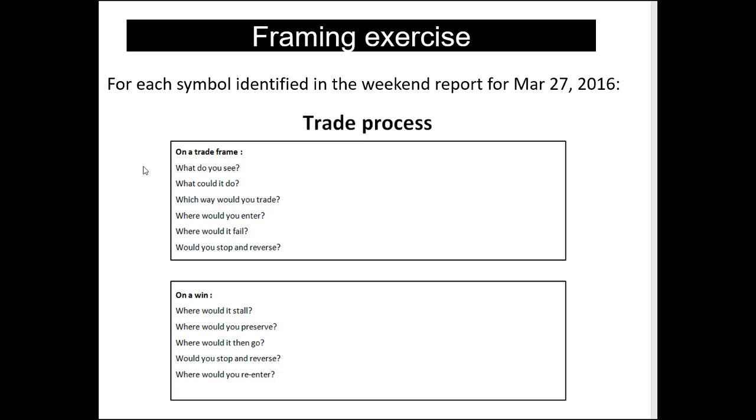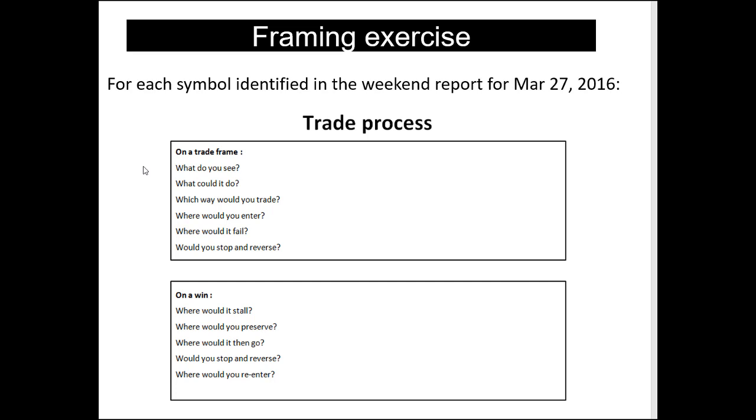On a trade frame, what do I see? Describe the sense making that you get from the indicators. What are they saying? What is the bias according to the indicator? Just go through all that before you decide what it is. What do I see? What does it mean?